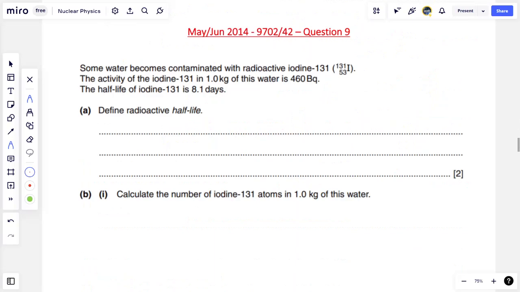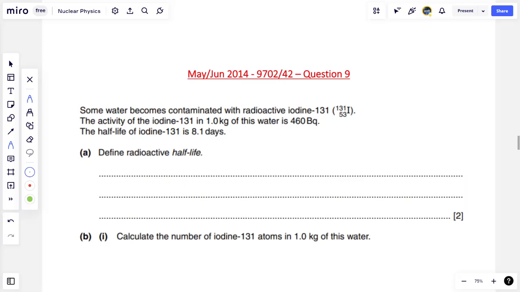Okay, the next question comes from May-June 2014. This is from paper 4.2, and you can see that's question 9. Again, very late on in the paper. We're told that some water becomes contaminated with radioactive iodine-131, and the activity of iodine-131 in 1 kilogram of water is 460 becquerel. The half-life of iodine-131 is 8.1 days. Definitely moving on to radioactivity now and half-lives.